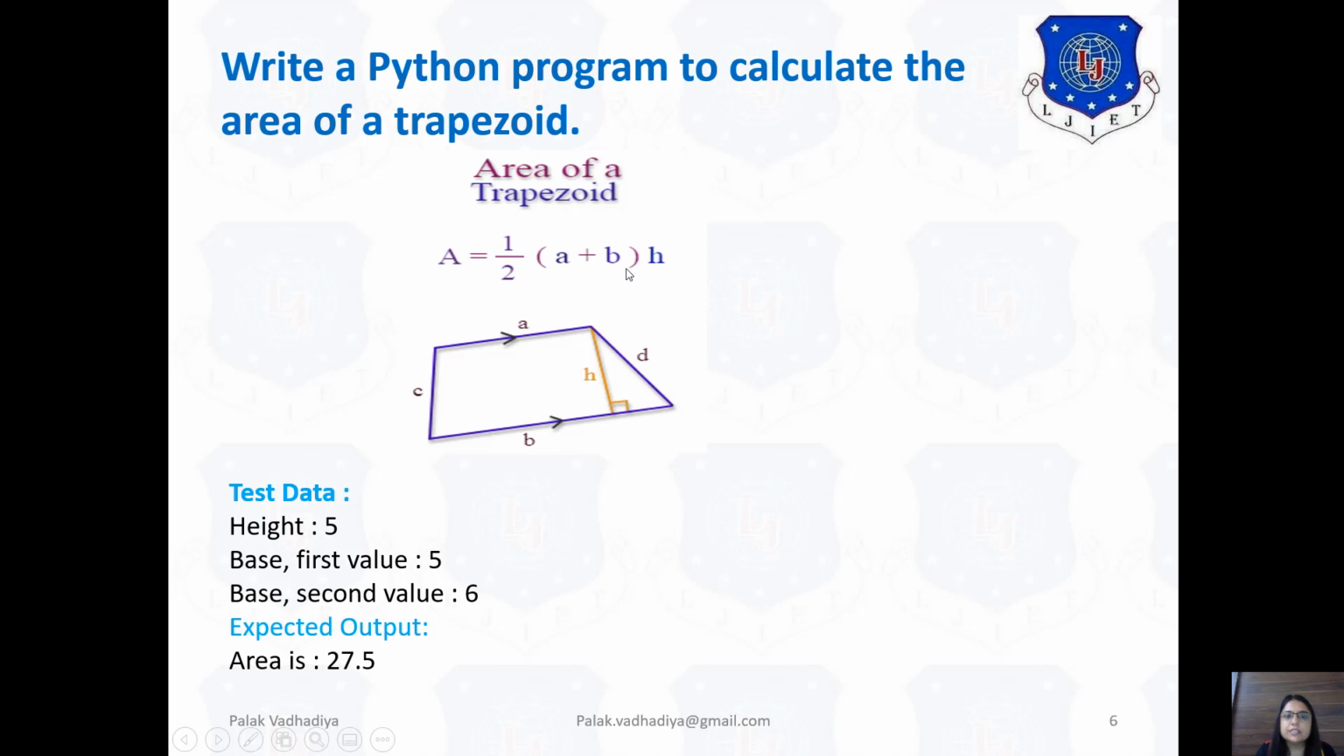So 5 plus 6, what? It's 11, and 11 we have to multiply with the height, that is 5. So it's 55. Now 55 divided by 2. So the area is 27.5. Now let's write this code in PyCharm.